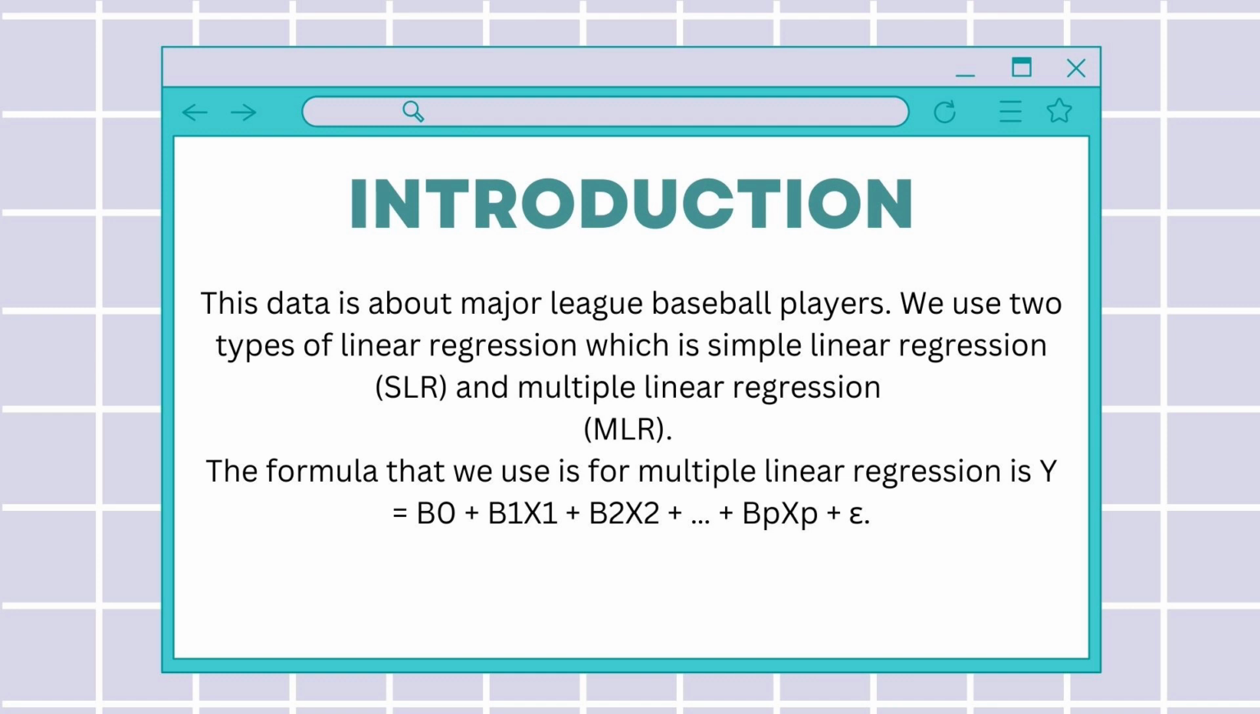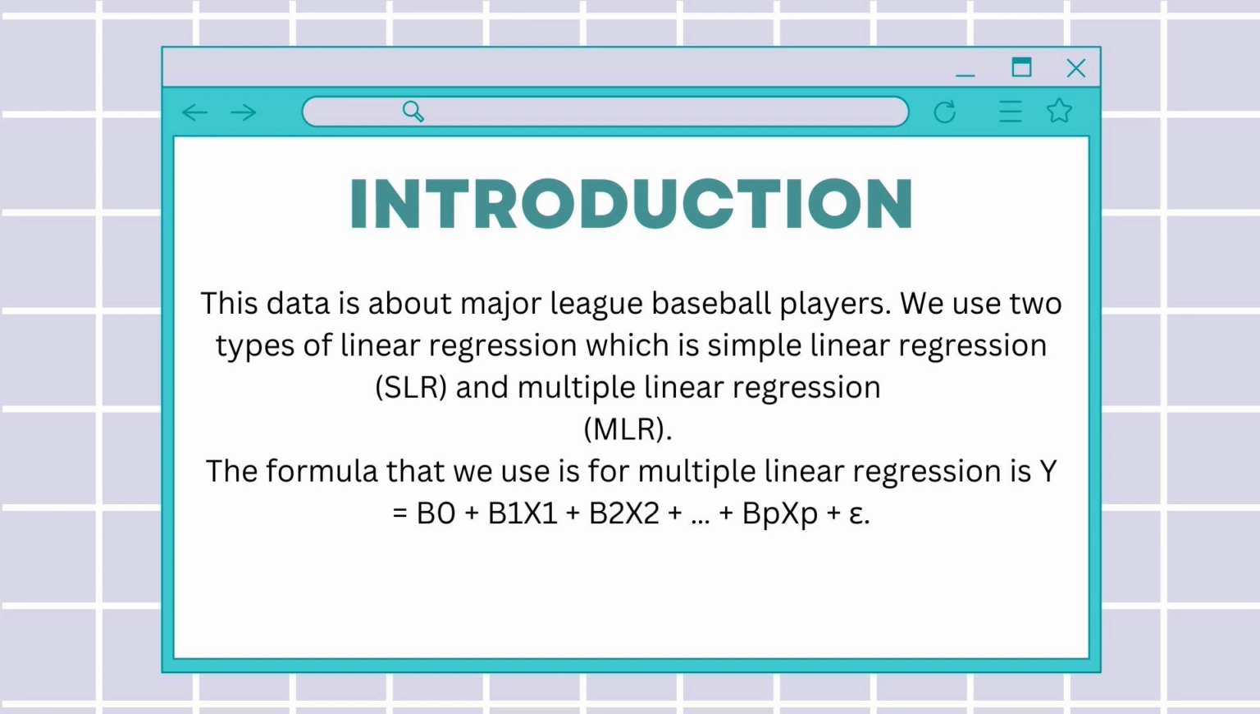Multiple linear regression is a statistical method for predicting the result of a response variable by using several explanatory variables. Modeling the linear relationship between the explanatory factors and the response variable is the aim of multiple linear regression. The formula that we use for multiple linear regression is y = b0 + b1x1 + b2x2 + ... + bpxp + e.